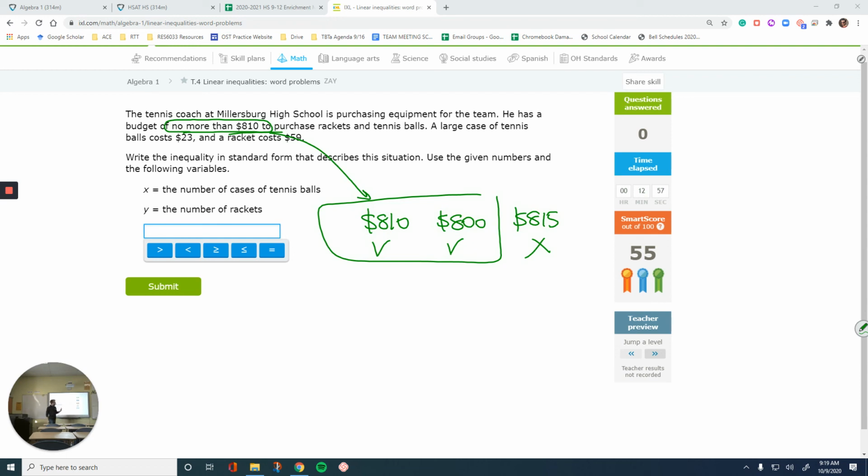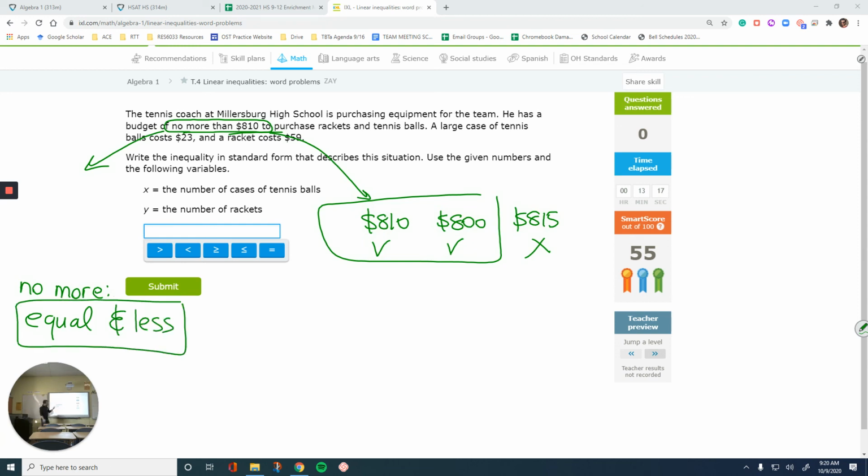Try to understand it. Okay, so my sign then is going to be, if it's not more than, it could be equal. No more than means it could be equal and less. Okay, that's what it means. So it is going to be either equal or less than $810.